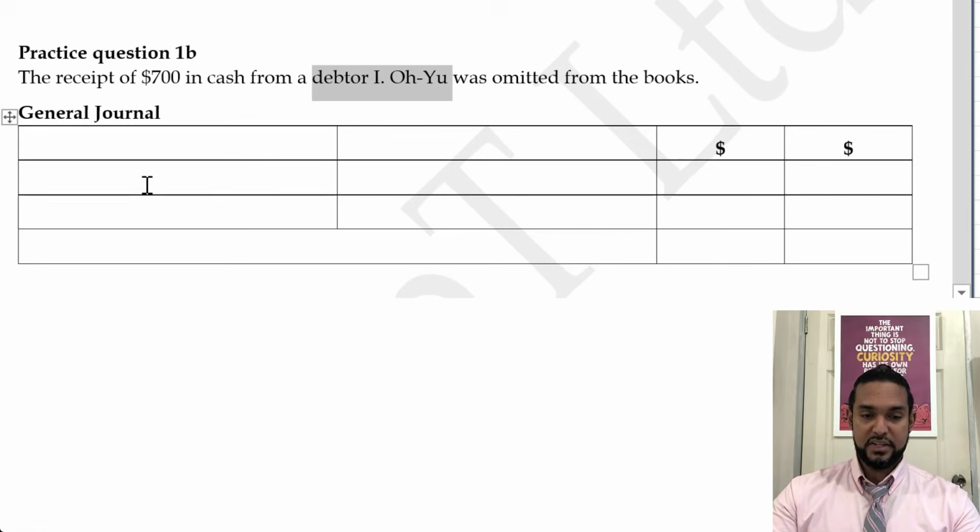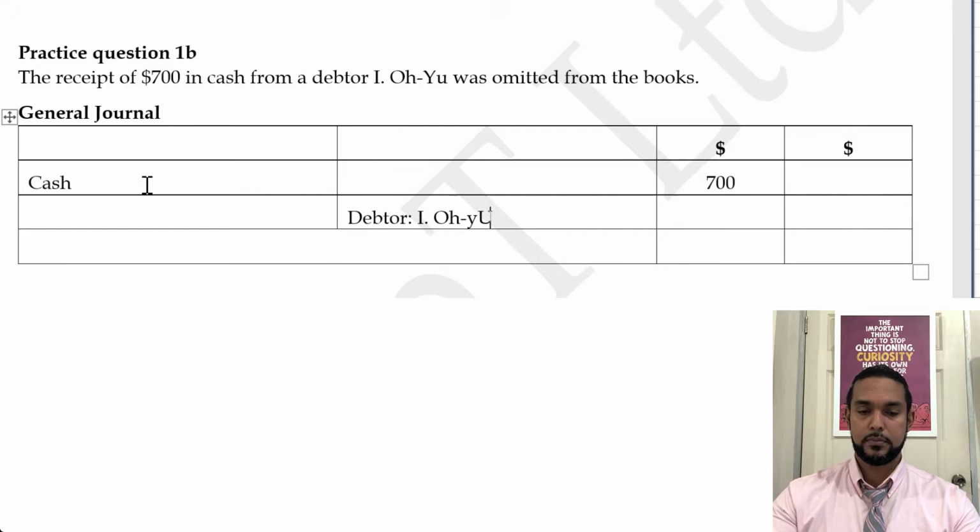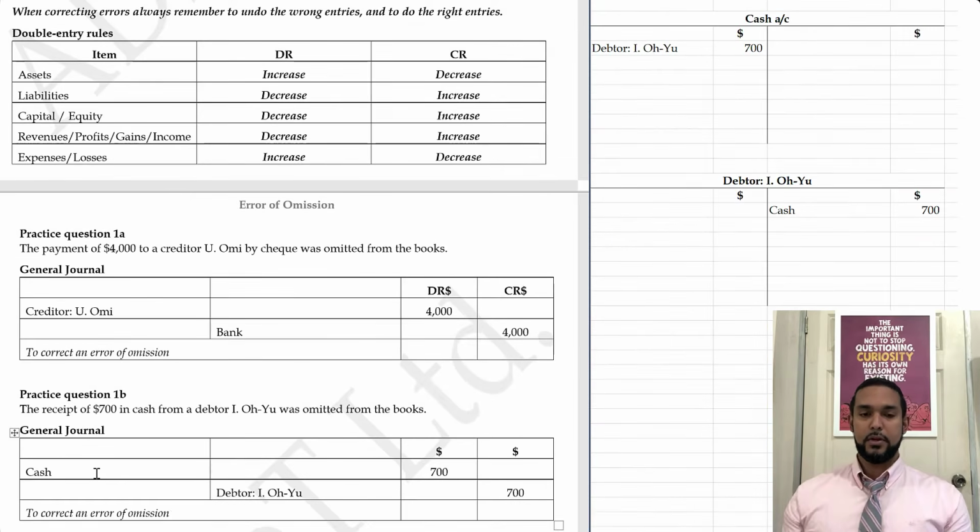So let's enter that in the general journal. We are going to debit cash for 700, and we're going to credit the debtor, I.owe you, 700. And to correct an error of omission. There you go. Okay, guys.